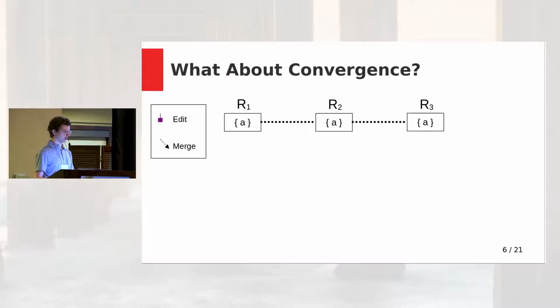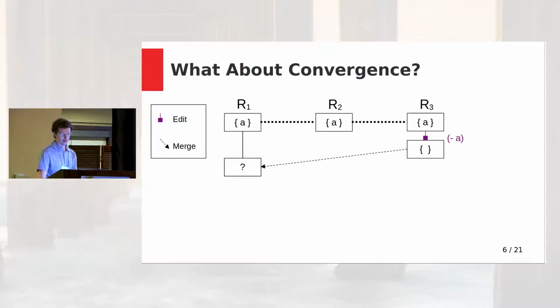But what about convergence, right? What about that property that we probably want? For an arbitrary merge function, does any execution of edits and merges result in convergence for all of the different replicas? The answer, unfortunately, is no, and I can give you an example here, again, using the set MRDT.